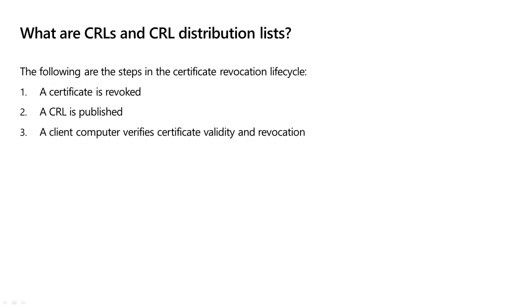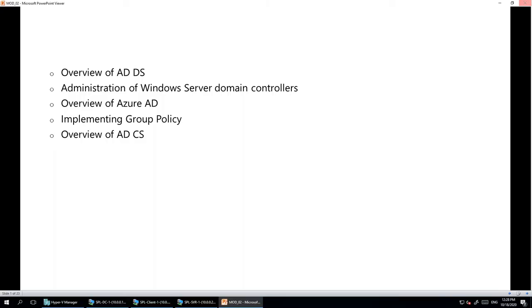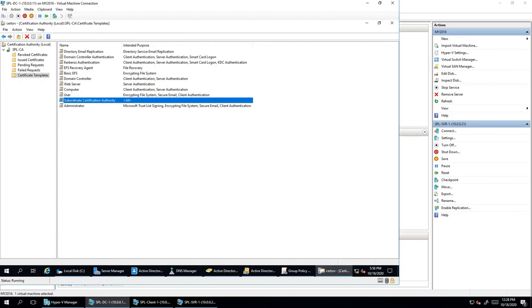The last part comes as a CRL, certificate revocation list or a distribution list. So whenever the certificate authority is issuing a certificate, it has a revocation list also, just to validate if the certificate is expired or not. In the public CA, it's always mandatory to use that, same as in the local internal CA. If CRLs or CRL distribution points are not available, then your certificate might not be validated, and you may get a certificate error.